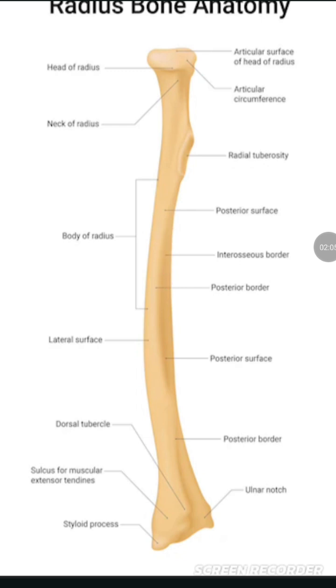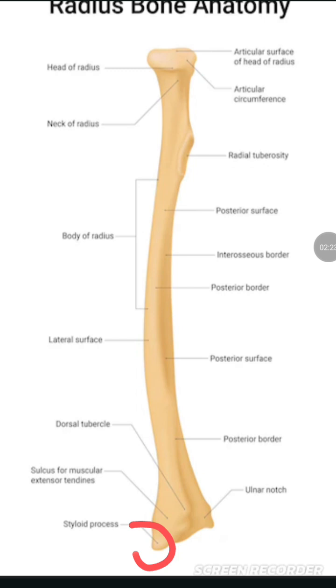Let's move toward the lower end. This is the lower end of the radius bone. It consists of the ulnar notch. This notch is called the ulnar notch. This is the place where the radius bone attaches to the head of the ulna.